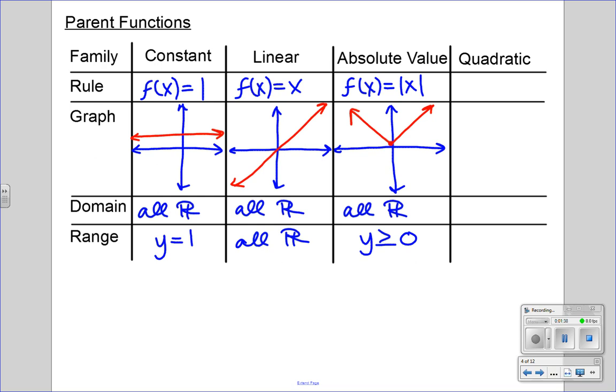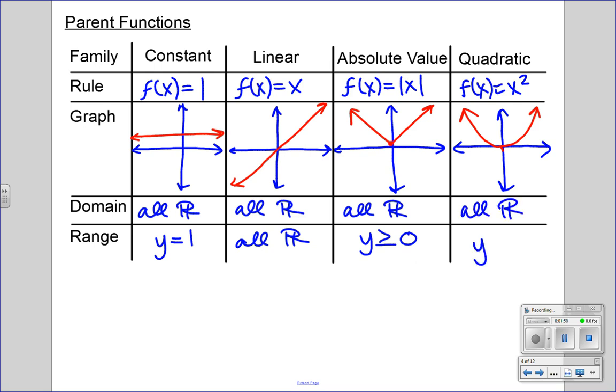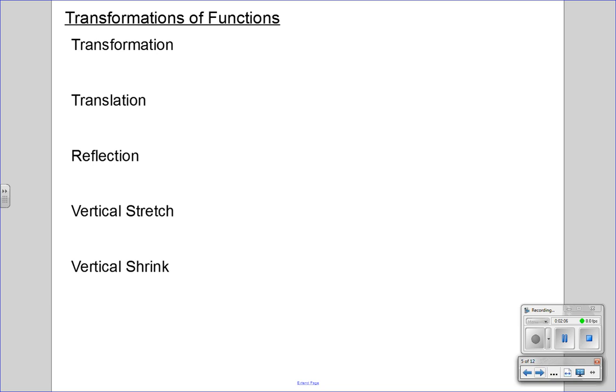Our last one is our quadratic, which is f of x equals x squared. Our graph is going to be a parabola at (0, 0), (1, 1), (2, 4). There we go. Our domain is going to be all real numbers. And our range is going to be y is greater than or equal to 0, just like the absolute value function. Okay, next we're going to talk about transformations.